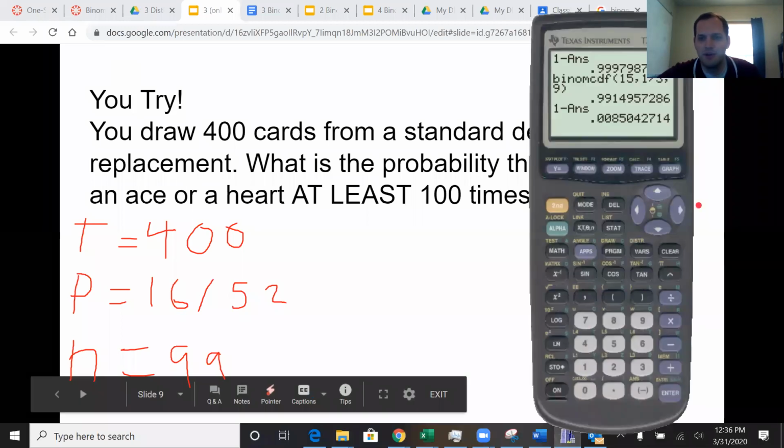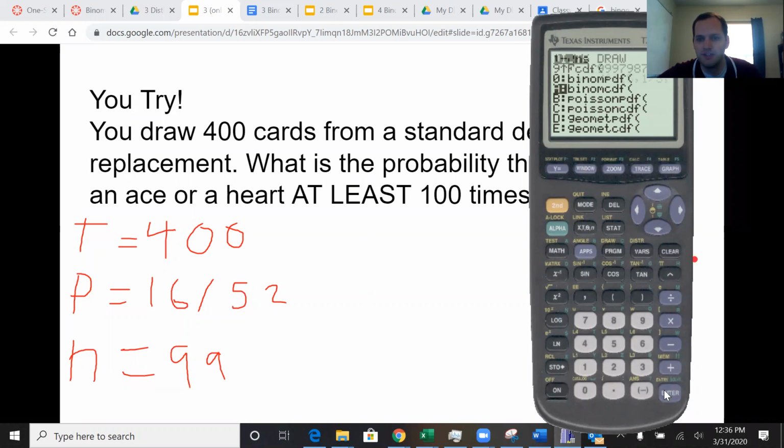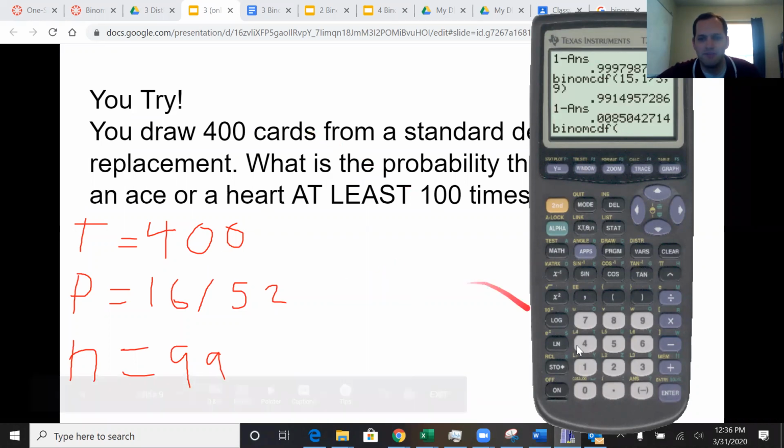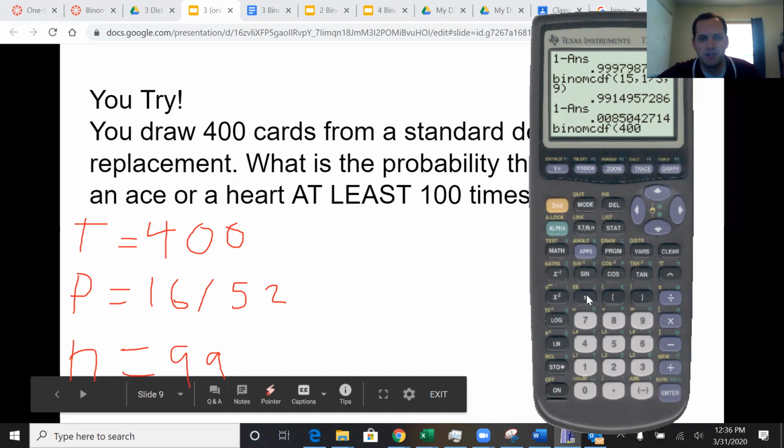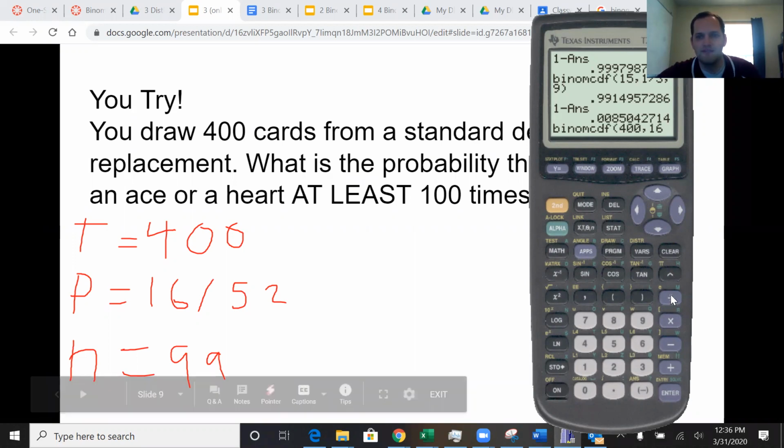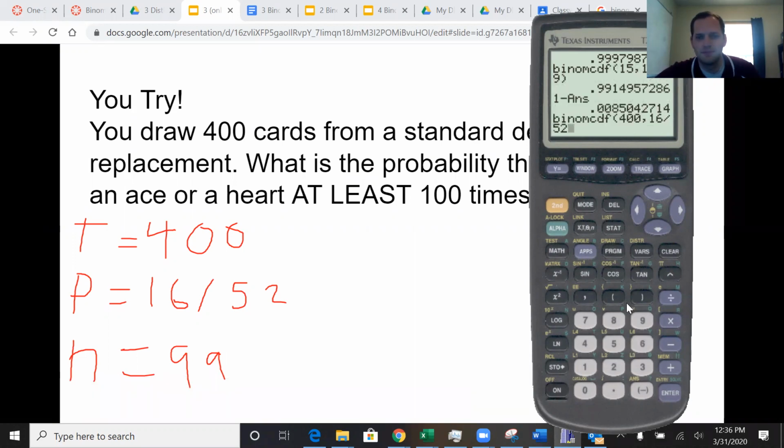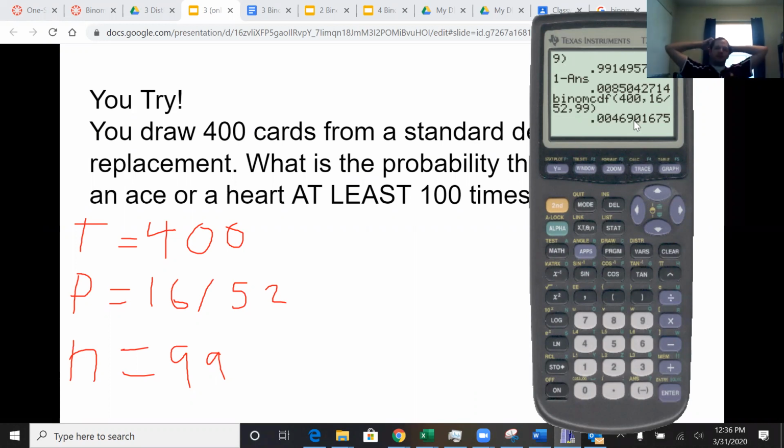All right, so I do my binomial CDF. I've got 400, comma, 16 out of 52, comma, 99. Enter. And that's the probability. It's 0.0046. So it's not a very high probability for up to 99.